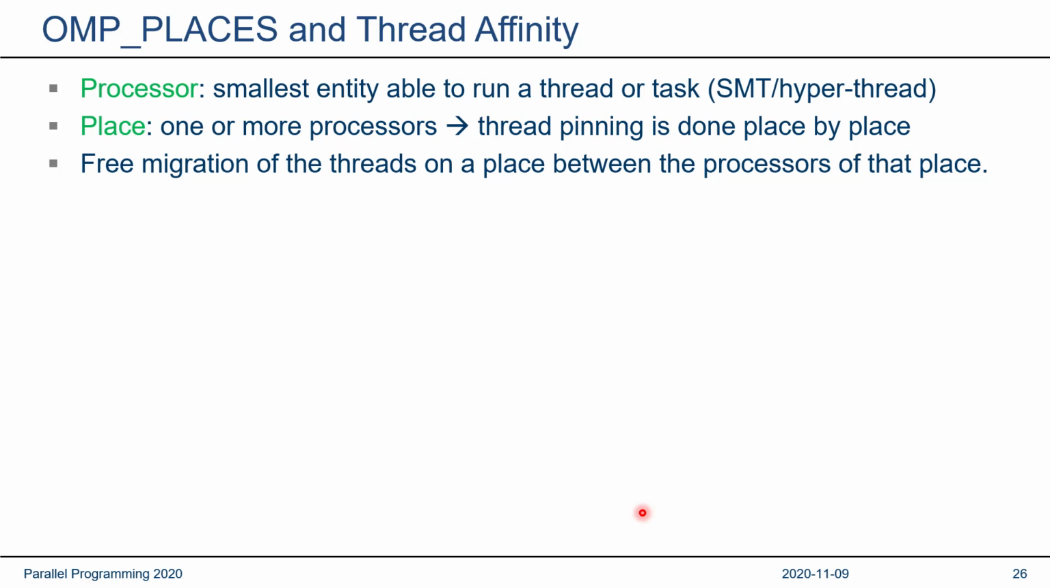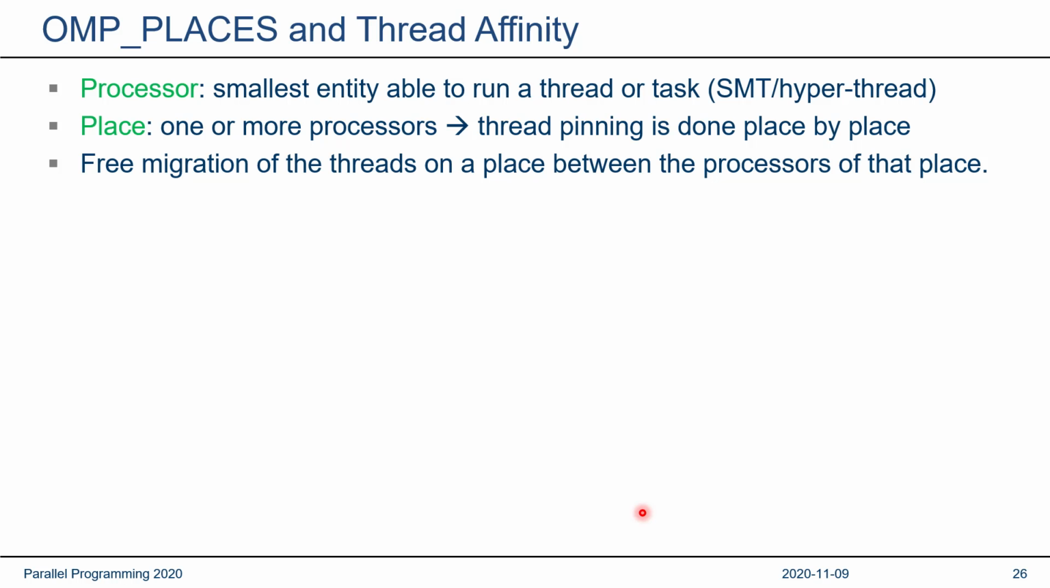So thread affinity, as implemented in the OpenMP standard, has as its central concepts a processor and a place. Unfortunately, the naming scheme chosen here by the standard is a little bit unfortunate. A processor in OpenMP nomenclature is the smallest hardware entity which is able to run a thread or a task. Now, in terms of hardware structure, this is an SMT thread or a hyperthread. So in OpenMP speak, an SMT thread, a hyperthread, is a processor.